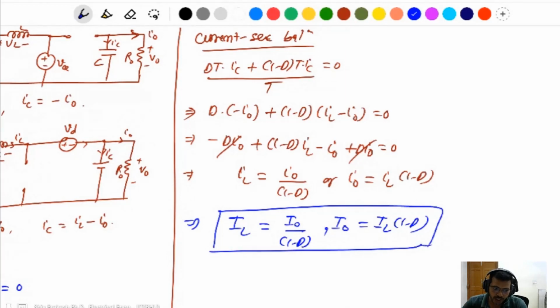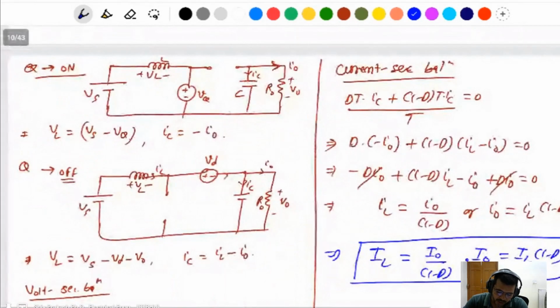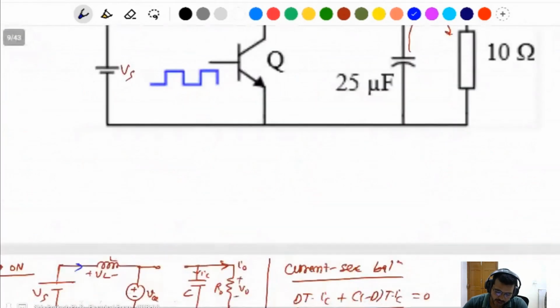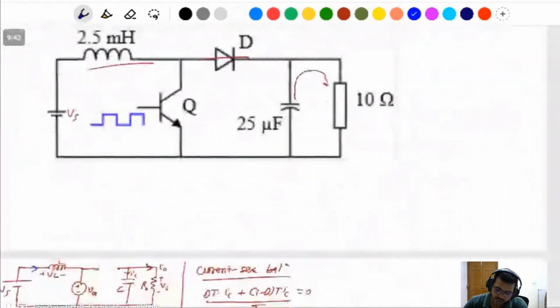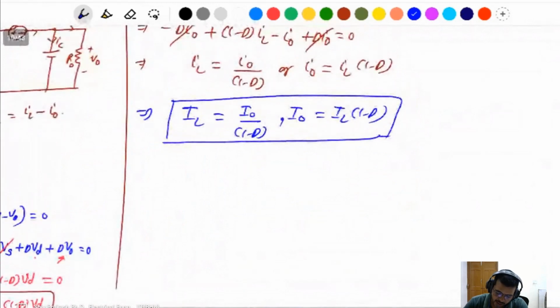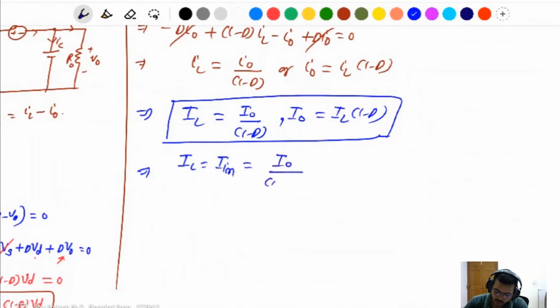You know about the boost converter, the same thing. The inductor current IL is the same as the input current. The question is asking for the input current, so what is the input current? It is the same as the inductor current. Here IL is the same as the input current, which is the output current divided by (1 minus d).